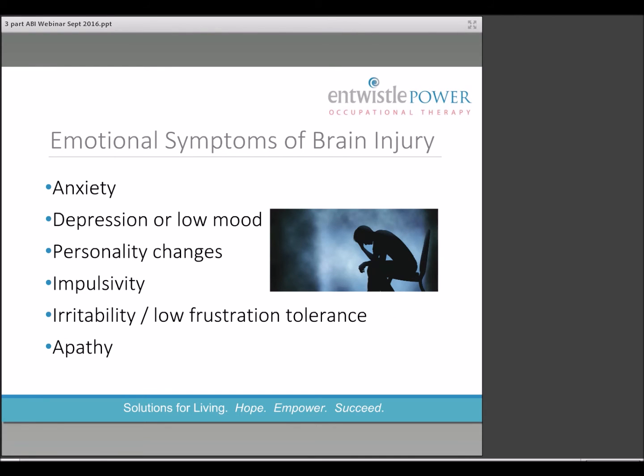So let's touch base on the emotional symptoms of brain injury then. Common emotional symptoms of brain injury may include anxiety, depression or low mood, personality changes, impulsivity, irritability, low frustration tolerance, becoming easily angered, and apathy. It's important for you to do a comprehensive assessment and identify and address symptoms early on, especially if the person has some pre-existing mental disorder, which increases their risk to develop major depressive disorder or anxiety disorder later on.